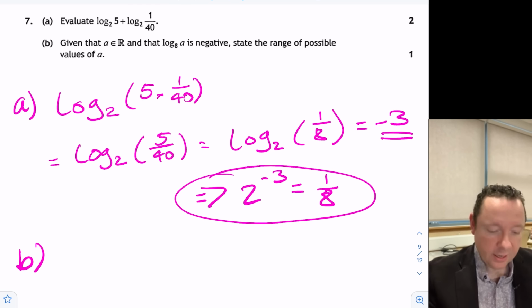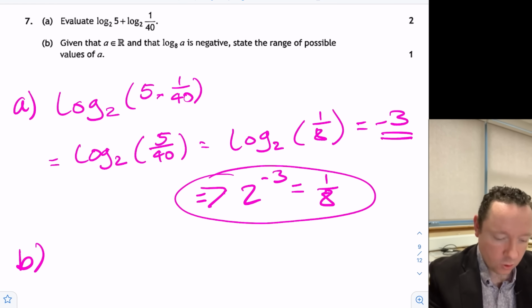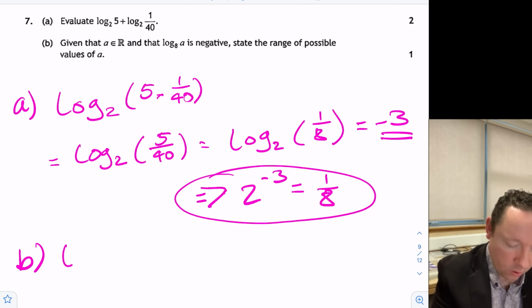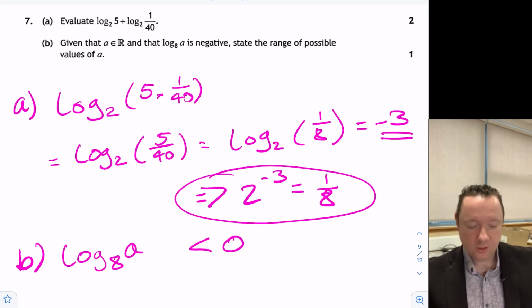Part B. Given a is a member of the real numbers and that log base 8 of a is negative, state the possible values of a. So we're saying that log base 8 of a is negative, so less than 0. We don't need to write the 'is'. So log base 8 of a is less than 0. Let's just think about it logically for a minute.